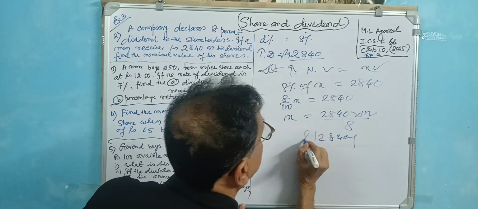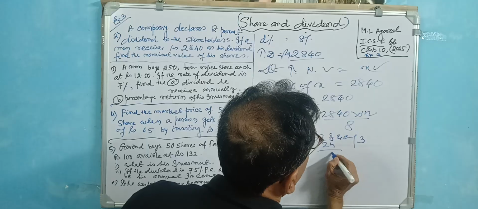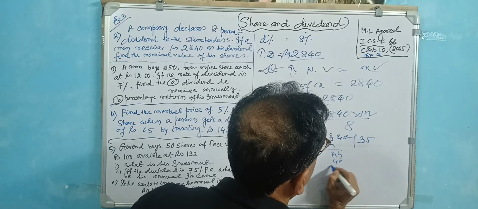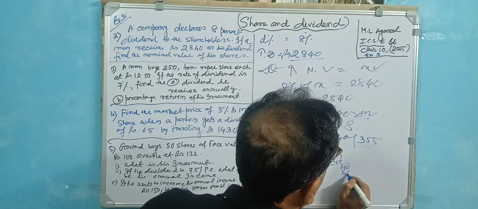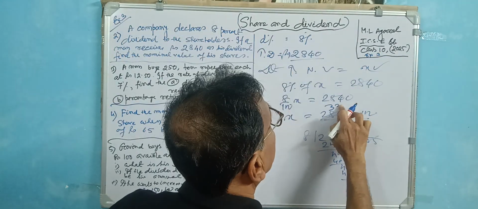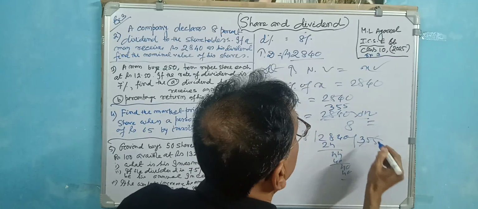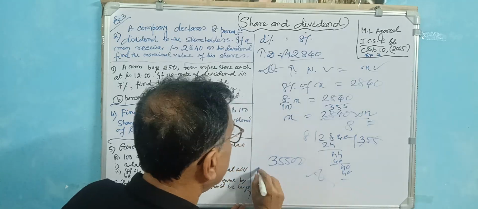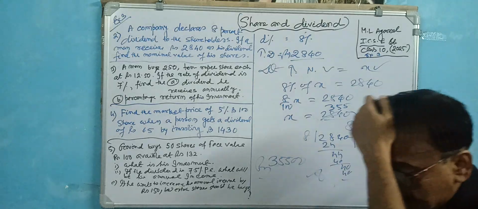Here 2840 divided by 8 gives 355. Then 355 into 100 is 35500. This is the answer. This is the total nominal value. Is it clear to you or not? Clear?